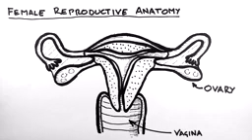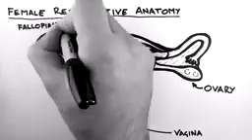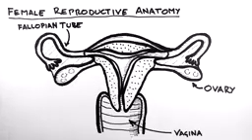Continuous with the uterus are two fallopian tubes. These are the passages by which eggs from the ovaries reach the uterus. And at the end of each fallopian tube are a series of finger-like structures called fimbria. Their job is to catch the egg from the ovaries when it's released.